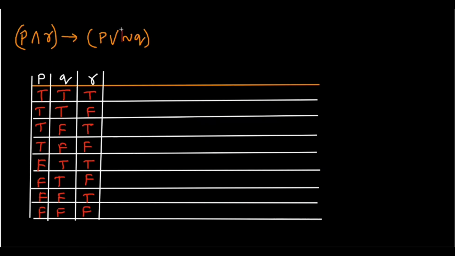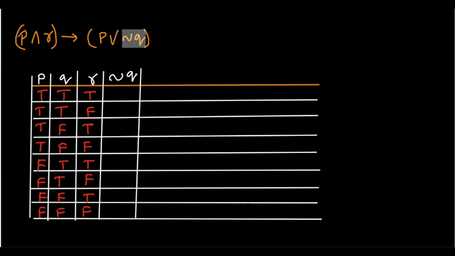Here I have got negation of Q. So I go for negation of Q. This is my one column. I write negation of Q. So if you have negations somewhere in the statement pattern, you should first go for it. Negation of Q, I go for, fine.